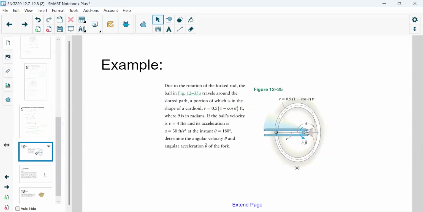Due to the rotation of a forked rod, the ball travels around the slotted path, a portion of which is in the shape of a cardioid. So cardioid is sort of the heart shape. R equals 0.5 times 1 minus cosine theta. Theta is in radians. The ball's velocity is 4 feet per second, and it gives us its acceleration when it's at theta equals 180. And we want to determine the angular velocity and the angular acceleration.